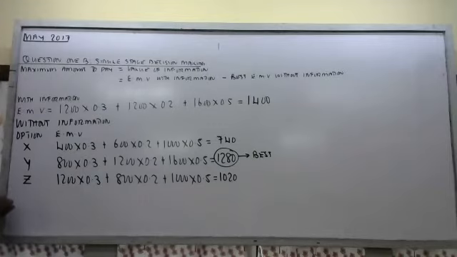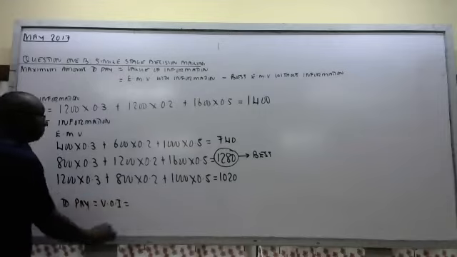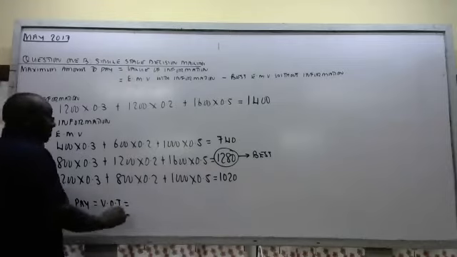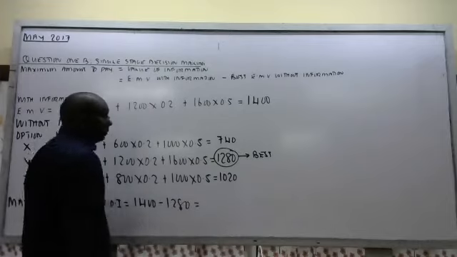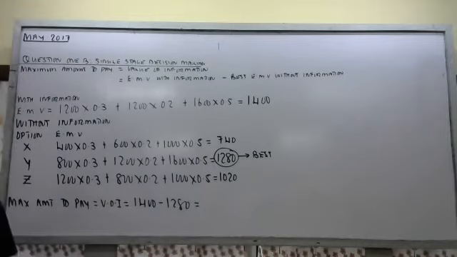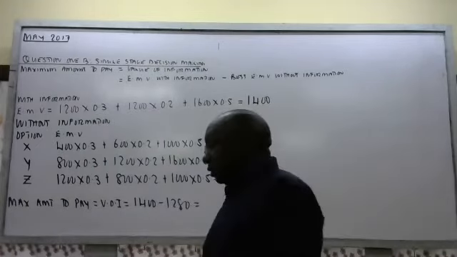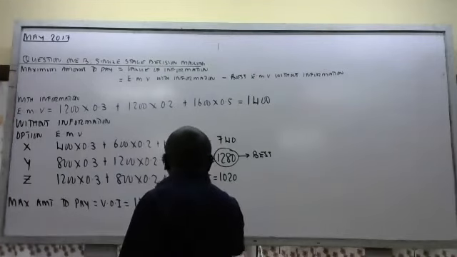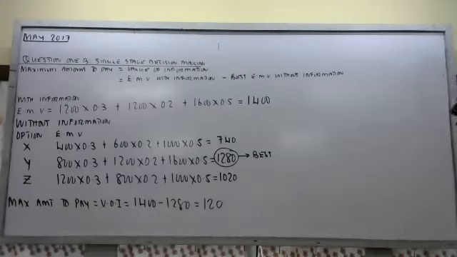So the value of information, or the maximum amount to pay, which we are saying is value of information, will be 1,400 minus 1,280. Yeah, good. 120. $120 is the amount that should be paid.